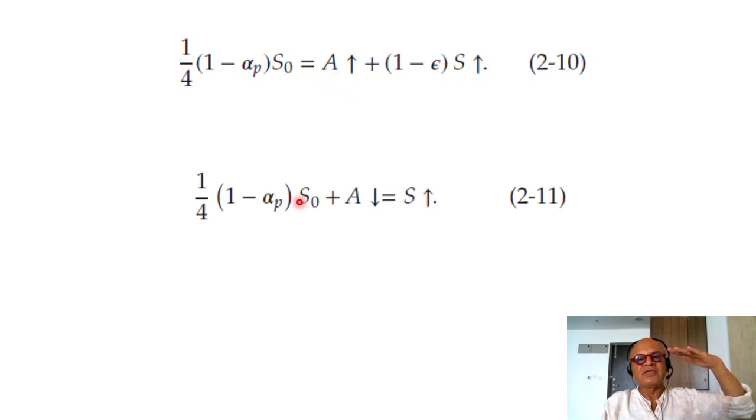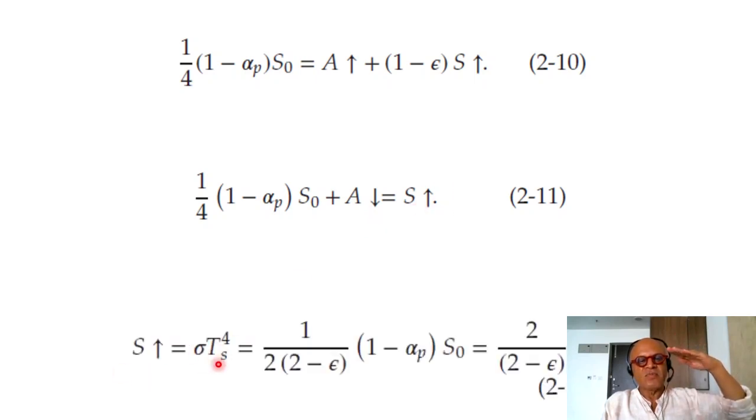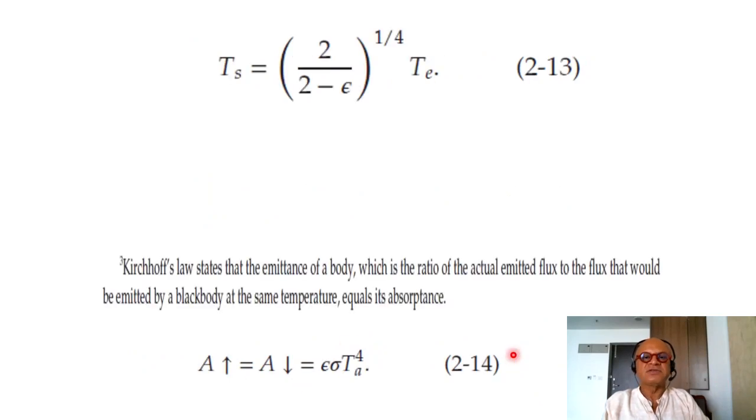And again, we can write the balance for the surface. Surface is receiving the short wave plus energy from the atmosphere, so that has to equal its outgoing long wave, and that gives us a little bit more complicated expression for the surface temperature. Surface temperature now looks like 2 divided by 2 minus epsilon to the 1/4 times TE. When the atmosphere is completely opaque, obviously this becomes 1, so you still get 2 to the 1/4 TE as we did before.